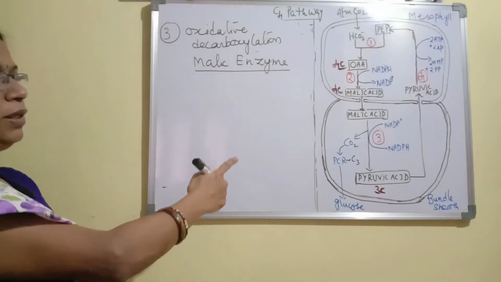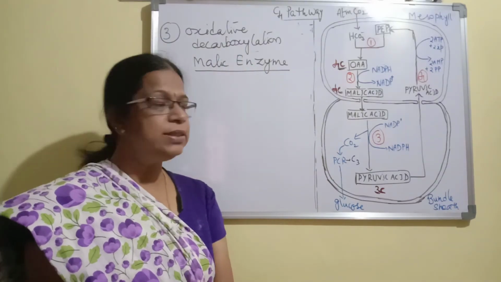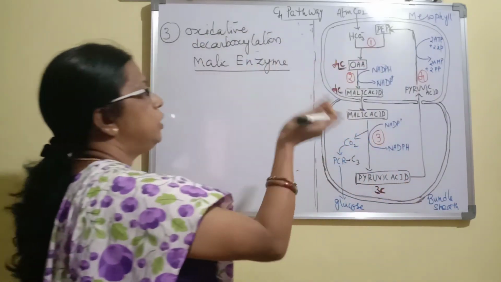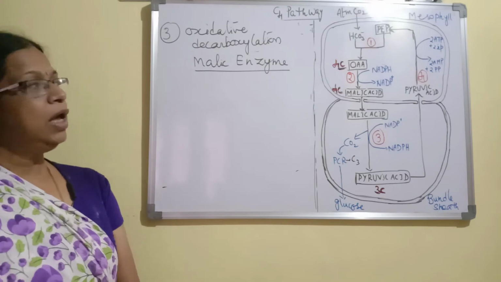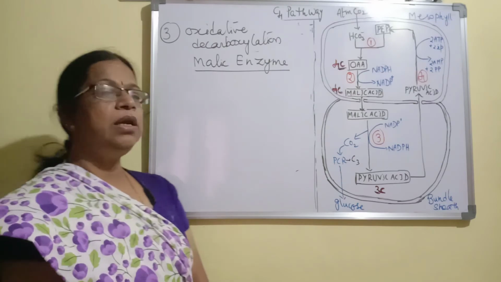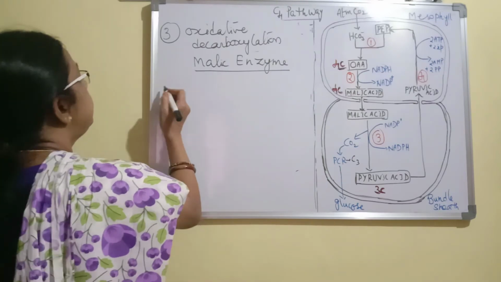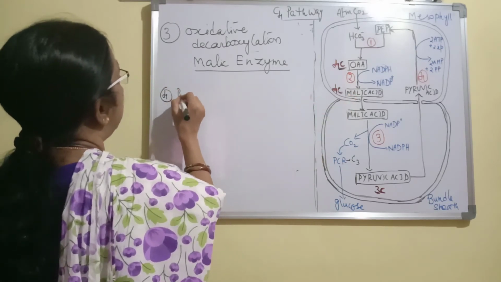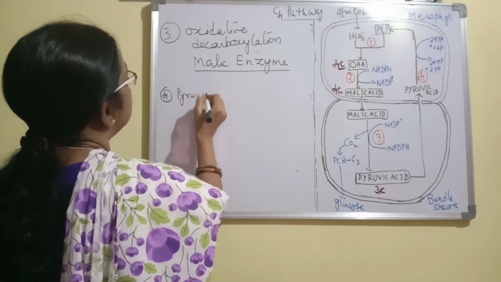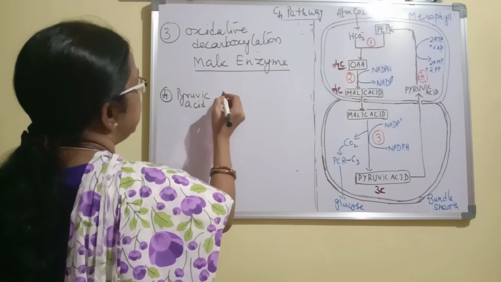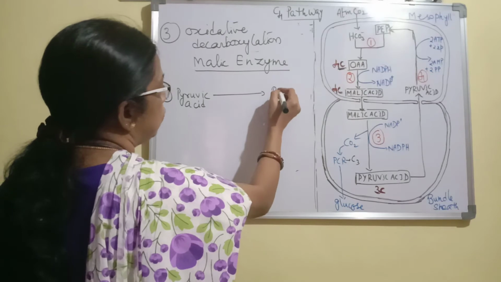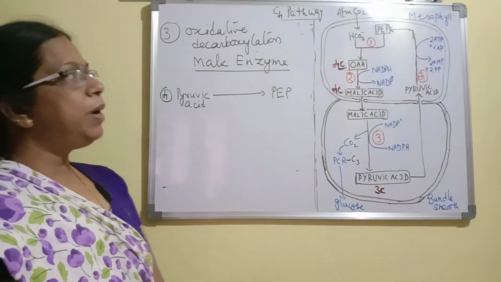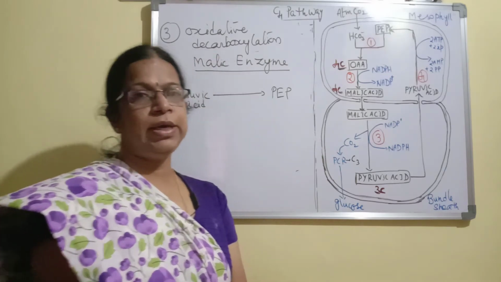Now the pyruvic acid which is formed in bundle sheath cells is transported back to mesophyll cells. Now the fourth step takes place in mesophyll cells. Let us see what the fourth step is. In the fourth step, pyruvic acid is converted back to phosphoenol pyruvic acid.